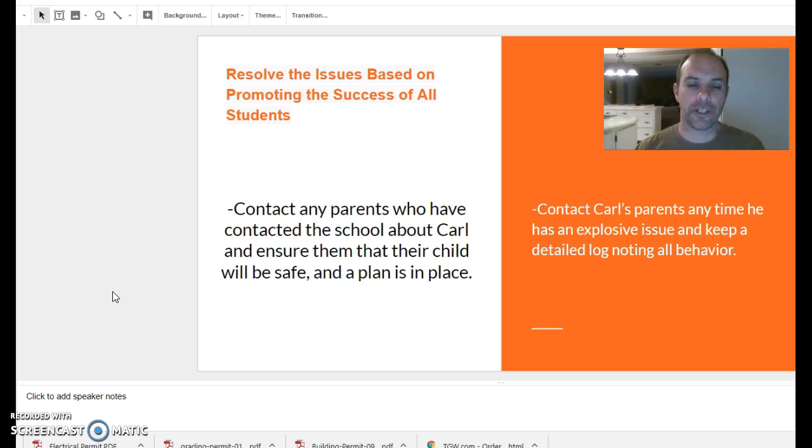For this part of the resolution, I'm anticipating that multiple parents have already contacted the district or the teacher about Carl's behavior. I think I need to contact all those parents back and let them know that there is a plan in place, not necessarily give them the details, that's not really their business, but maybe how it'll affect their students or their children. I will let them know there's a plan in place, and then contact Carl's parents anytime there's an explosive issue and keep a detailed journal and log. That way, in case you can't get through to the parents or if someone accuses you of not doing anything, you can have all this documented information of the phone calls home, records, phone records, and everything at your fingertips.